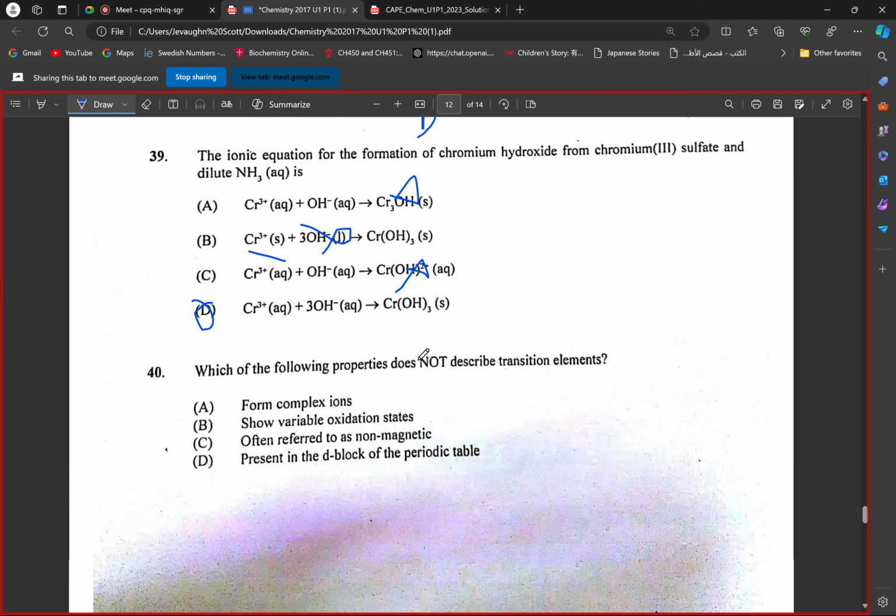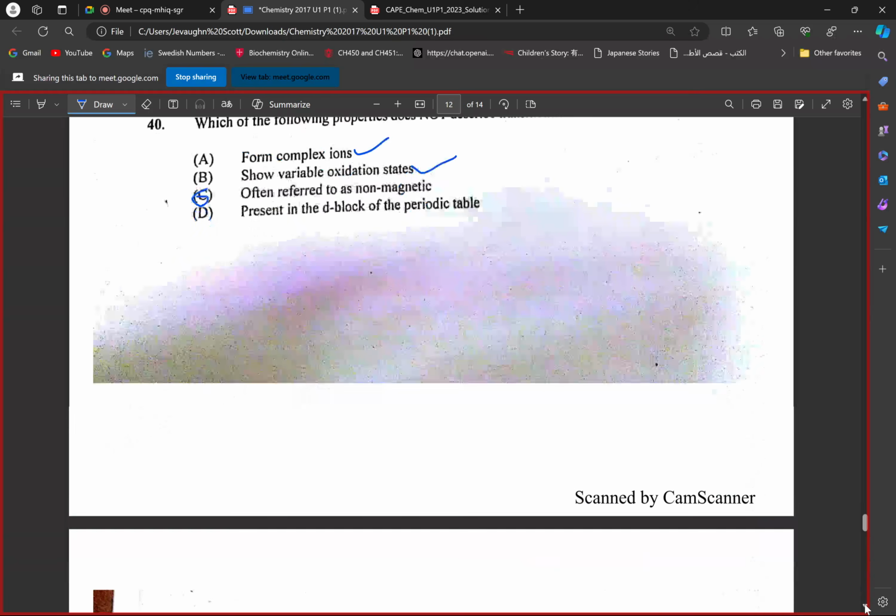Which of the following properties does not describe transition elements? They do form complex ions. They do show variable oxidation states. Often referred to as non-magnetic. Who told you that? C. They have paramagnetism and diamagnetism, and C, ferromagnetism. Lovely, C is the answer.